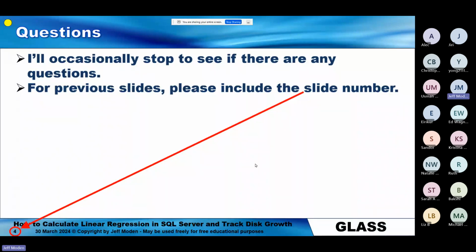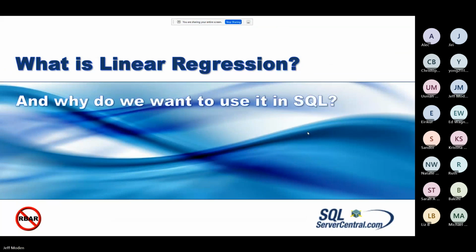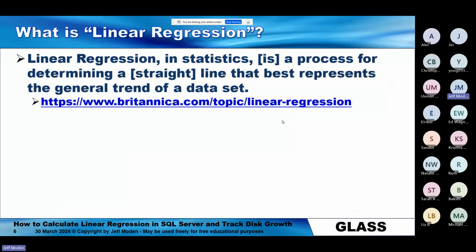So I've added a couple of little things here that we can have added in to make us understand a little bit better about what linear regression is. I'm sorry about my throat here. So why do we want to use it in SQL? Well, first of all, what it is, to summarize, and this quote came from Britannica.